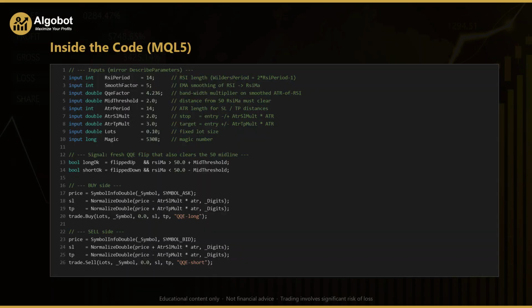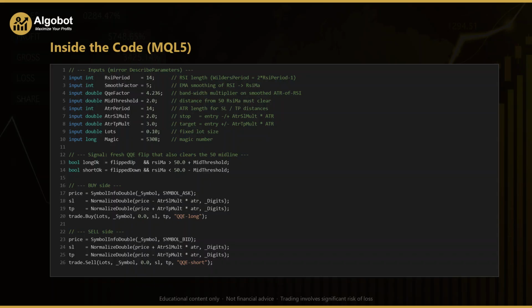Let's look at the actual MQL5 code that runs inside MetaTrader 5. At the top are the input parameters, the dials you can adjust in the strategy tester. RSI period sets the RSI length, and note that the band's internal smoothing period is derived from it, at 2 times the period minus 1.